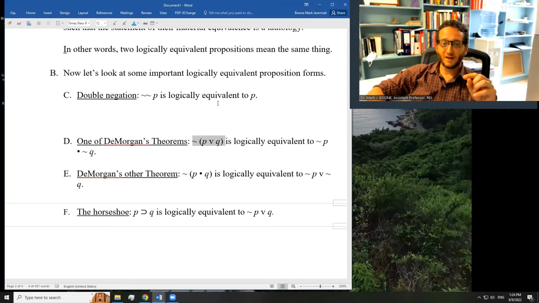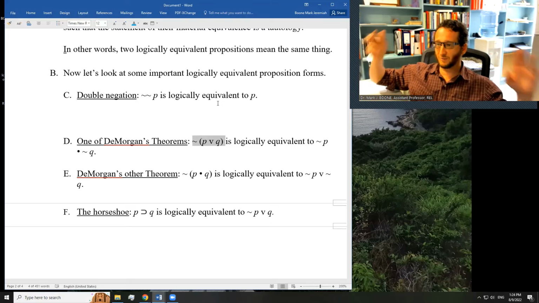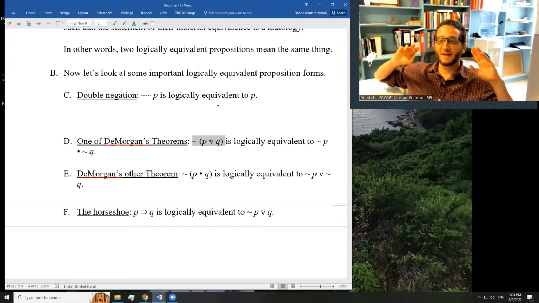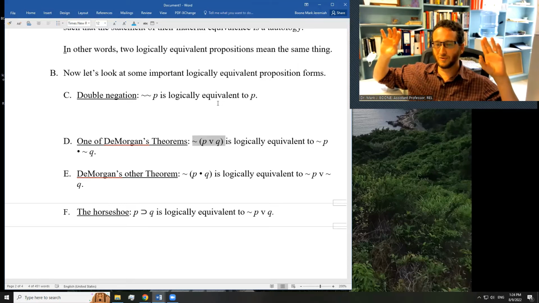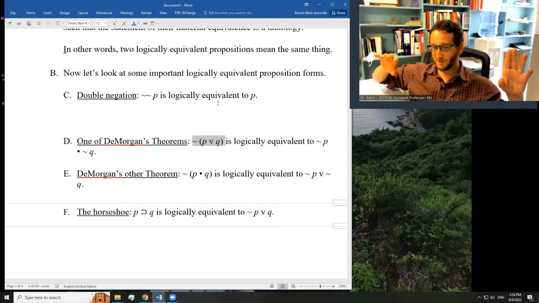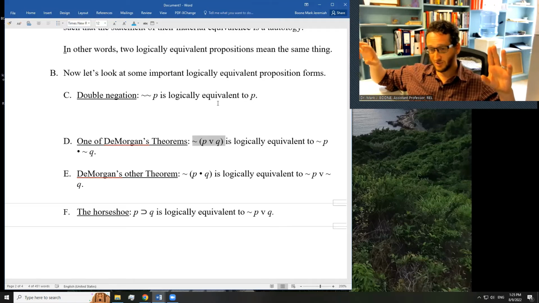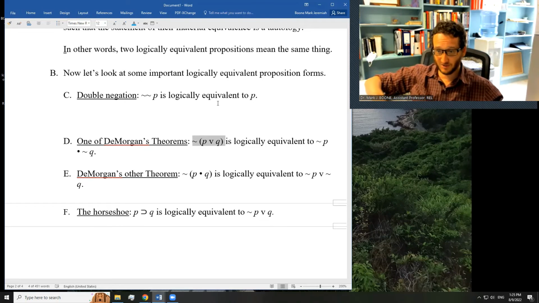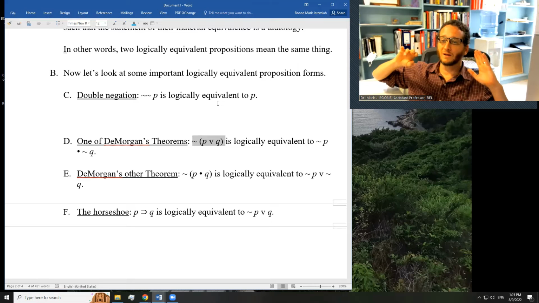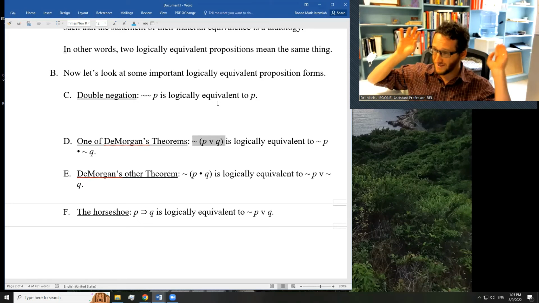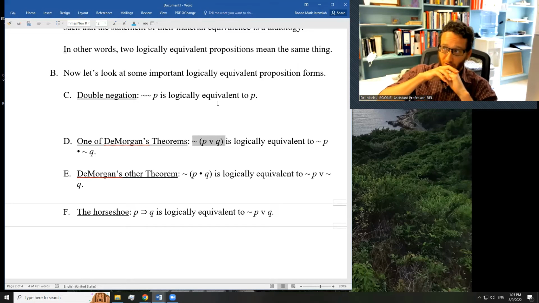So I'm defining De Morgan's theorem with a convenient example. It is not true that either Bernie Sanders will be president or Lynn Cheney will be president is logically equivalent to it is not true that Bernie Sanders will be president, and it's not true that Lynn Cheney will be president. I'm suddenly getting confused about the names of politicians.